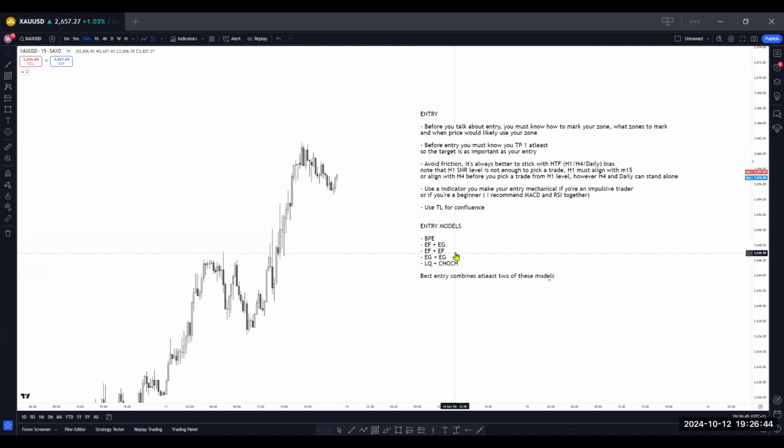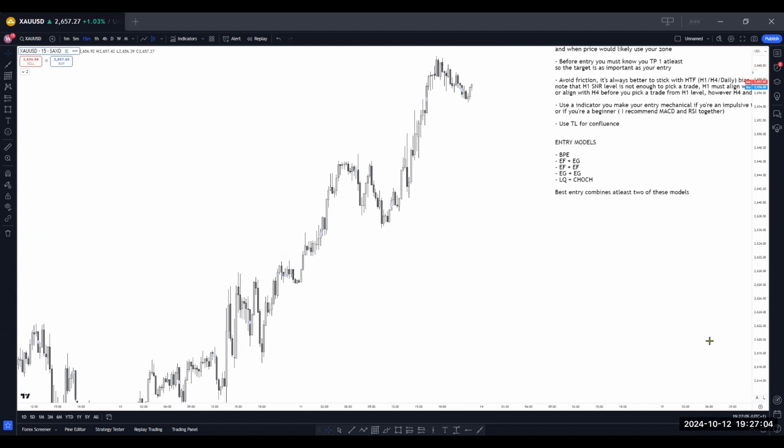So the only thing I'm going to focus on in this video, to make it very quick, are these five models. Balance, breakout, pullback, entry, BPE. Then the EFG setup, which is an engulfing fill with an engulfing. You also have a double engulfing setup, the double EG setup, and then you have liquidity and change of character. All right, so we're just going to be focusing on any of these things.